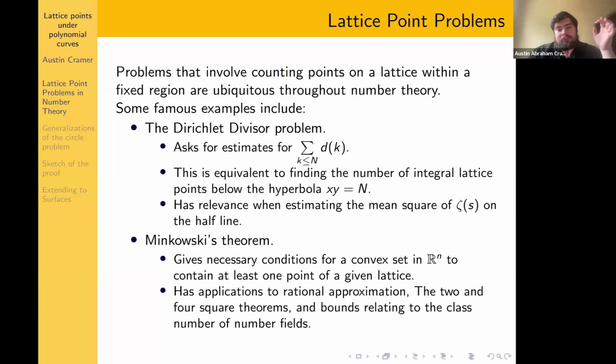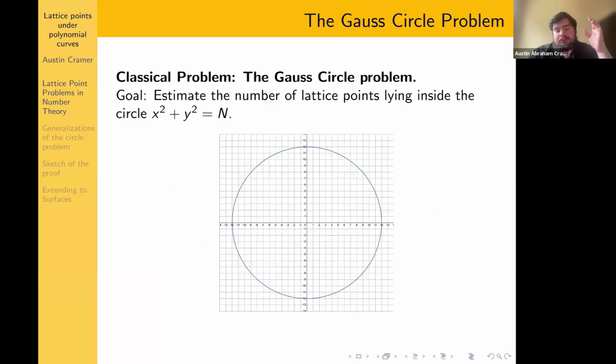The problem I want to look at as a model problem, and then we'll look at some variations and other problems inspired by this, is one of the classical problems I want to think about for a moment, just as background: the Gauss circle problem. Our goal is, if I have some circle x squared plus y squared equals capital N, so we're dealing with a radius of square root N, we want to estimate the number of lattice points that fall inside of this circle.